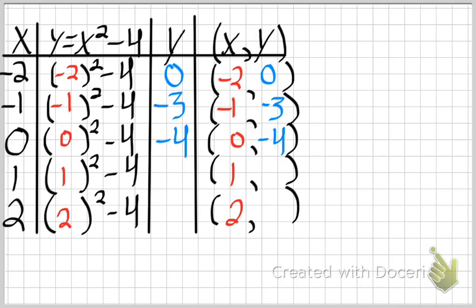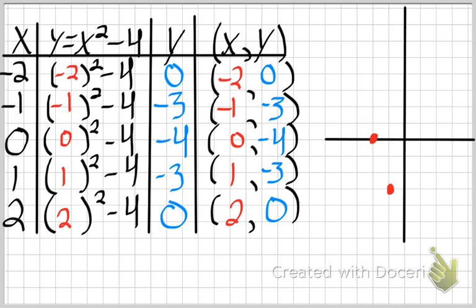Now 1 squared is 1. 1 minus 4 is negative 3. Oh look, that's a repeat of that one. That should happen if this value is equally distant from the vertex as the other value on the other side. That should happen. 2 squared is 4. 4 minus 4 is 0. Oh, and I forgot the last one. Now you have all your points. Graph these points on a graph.